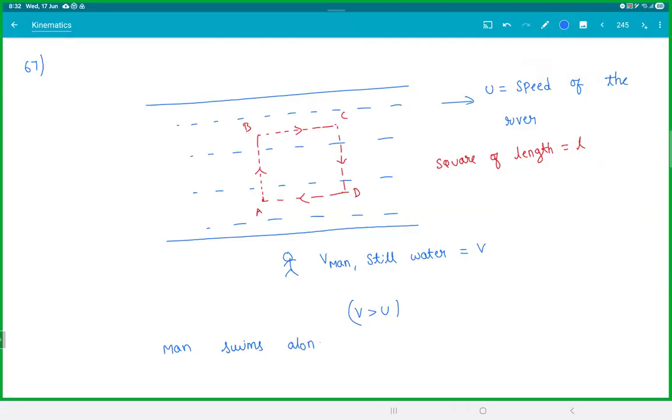Man swims along ABCD. Find the time taken for one round trip. So to start from A and come back to A, how much time will it take?